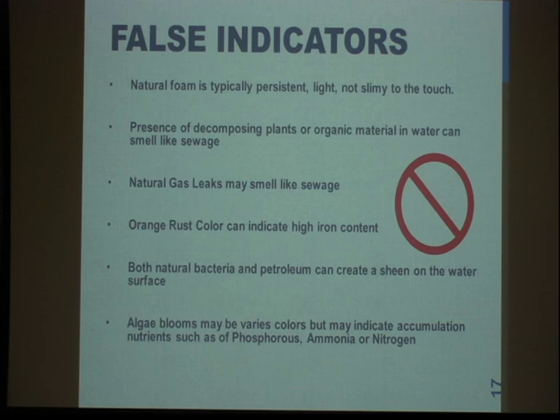Natural bacteria can cause oil sheen on water, so sometimes it is deceiving, and it looks like it might be someone dumping oil, but it might be natural. And then algae blooms. Obviously, algae blooms are natural also. They're not necessarily always caused by someone dumping or some fertilizer being disposed of nearby. But we like to take a look at it if you do see algae blooms. They do vary in color. Some of them might be more alarming than others, but some of them are natural. That's why I want to give you the false indicators also.